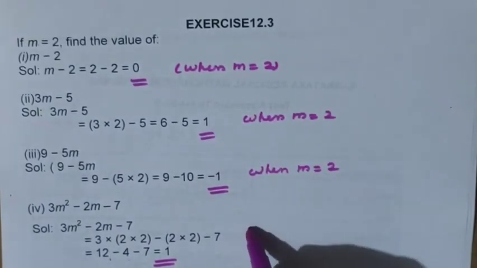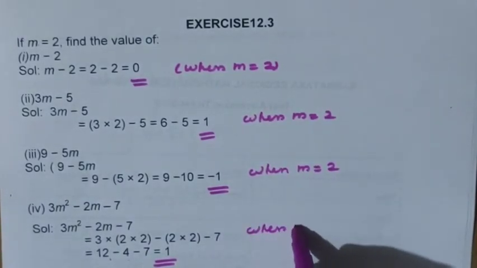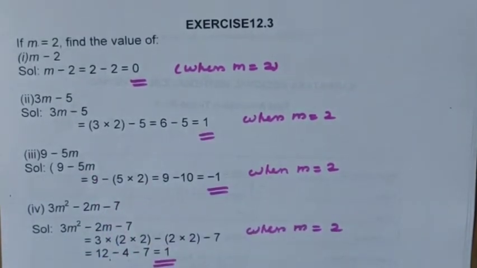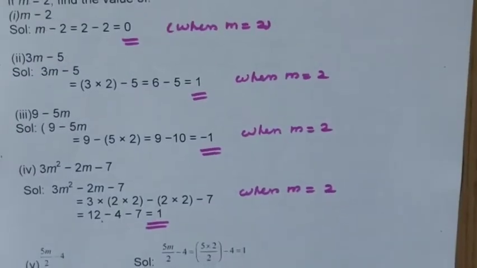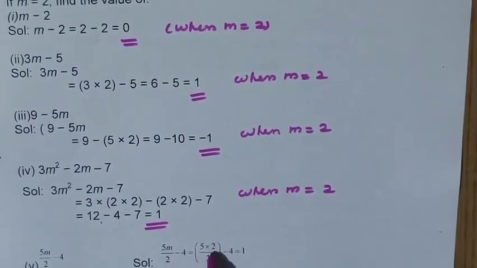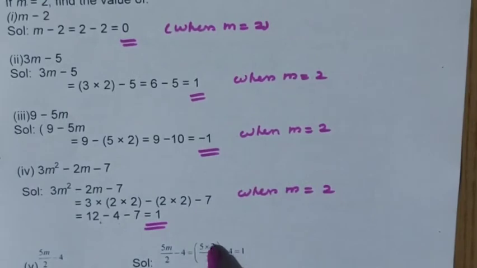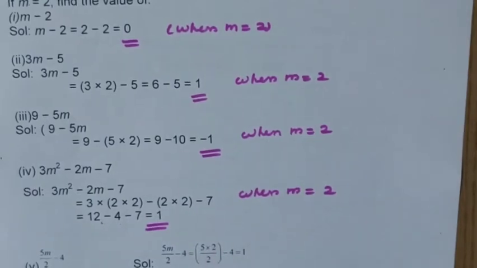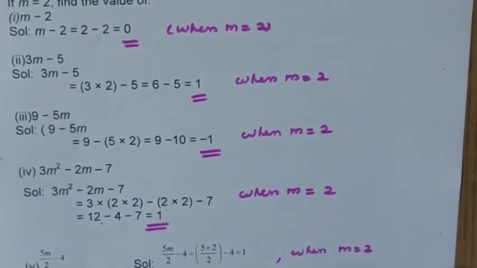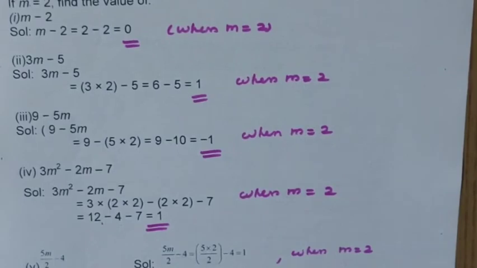So when we are putting the values as m equals 2, each time you can calculate, the algebraic expression's value is also different. Now fifth question, 5m by 2 minus 4. 5m by 2 minus 4 equals, m changes to 2, 5 into 2 by 2, that is 10 by 2. Or the 2s we can cancel. 5 minus 4 equals 1. You write here when m equals 2. So even if I am not writing, whenever you put a value, correspondingly on the right side you must write.